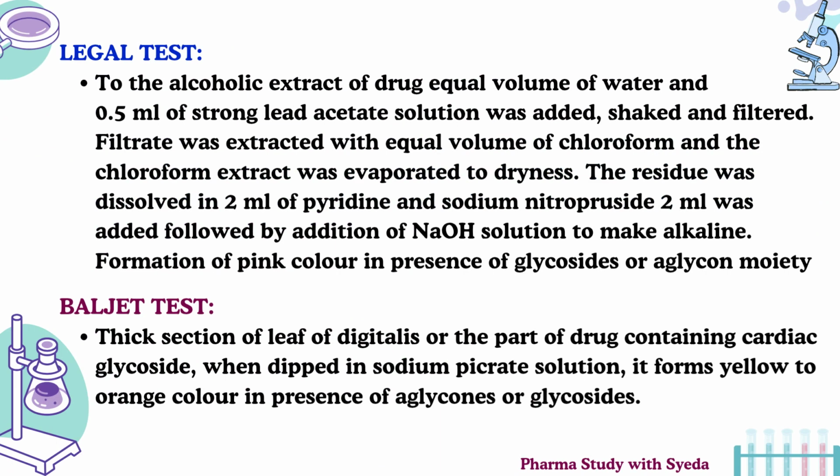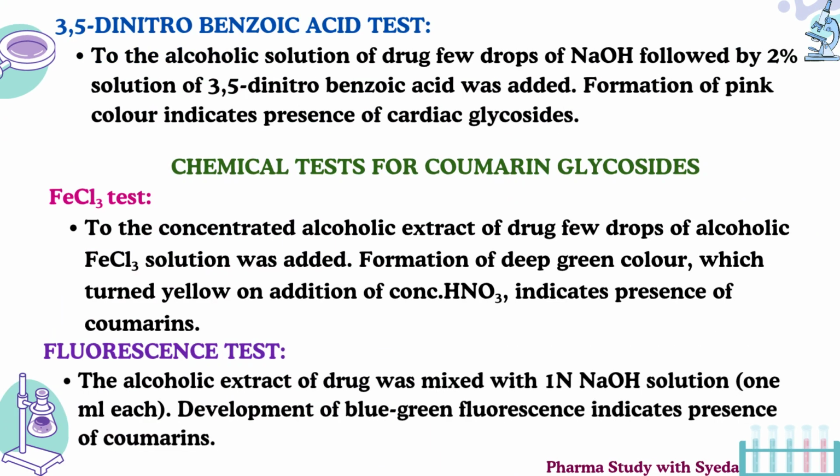Baljet test. Thick section of leaf of digitalis or the part of drug containing cardiac glycoside, when dipped in sodium picrate solution, forms yellow to orange color in presence of aglycones or glycosides. 3,5-dinitrobenzoic acid test. To the alcoholic solution of drug, few drops of sodium hydroxide followed by 2% solution of 3,5-dinitrobenzoic acid was added. Formation of pink color indicates presence of cardiac glycosides.